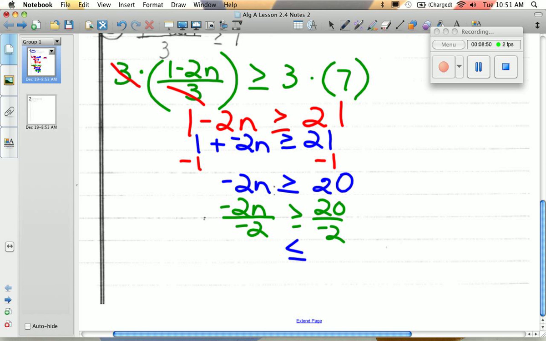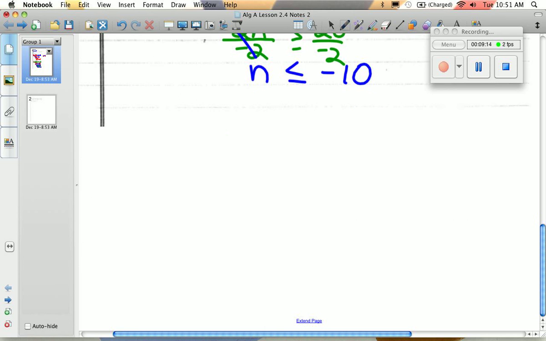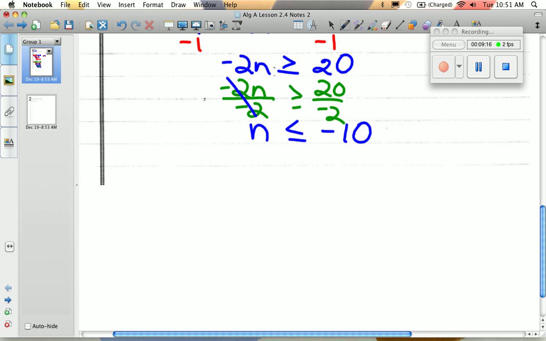What's negative 2n divided by negative 2? Isn't this just n? And what's 20 divided by negative 2? Negative 10. Our variable is on the left side, is that where we like it? Yes. So any reason to mess with it? No. So our answer is n is what? n is less than or equal to negative 10.